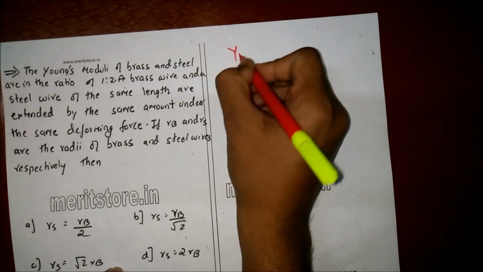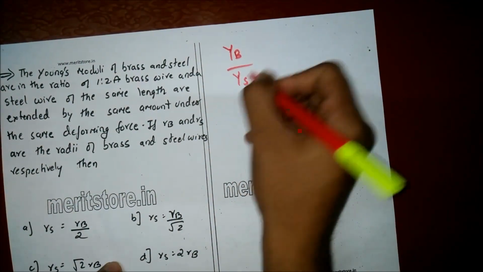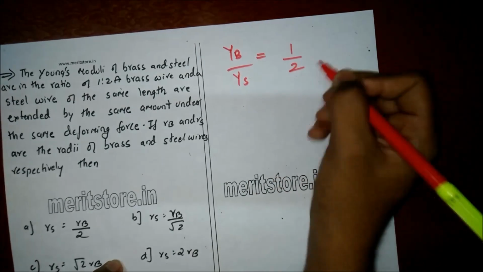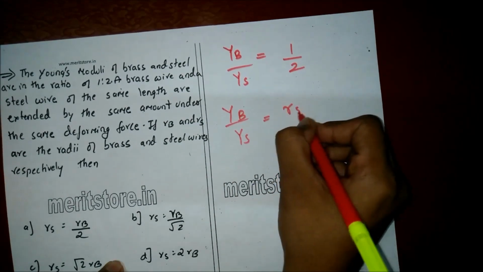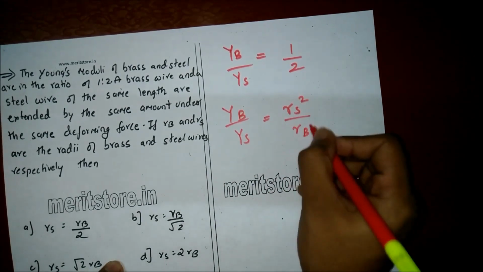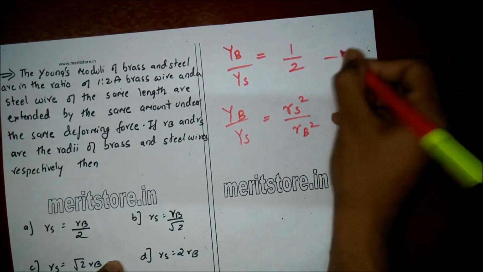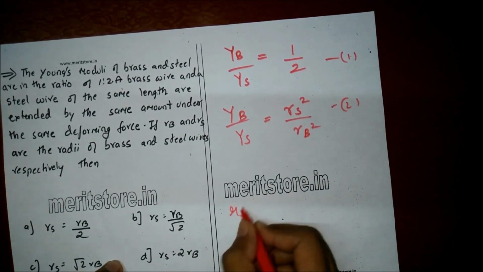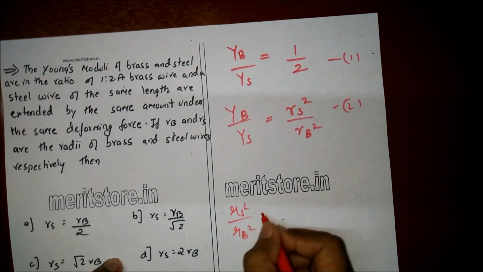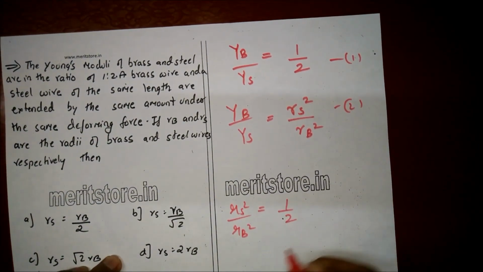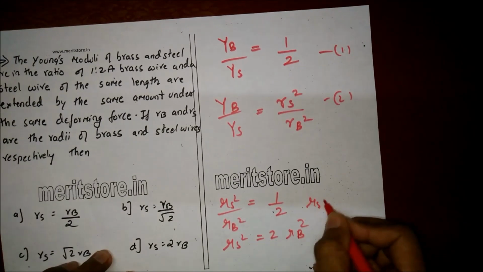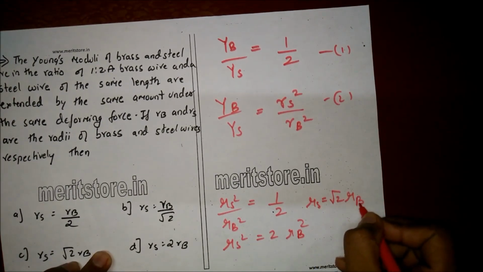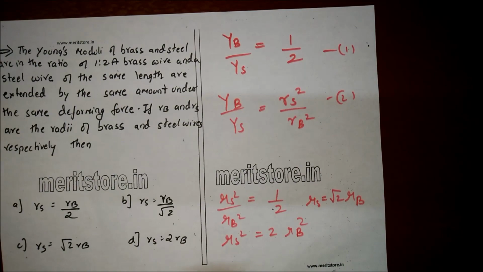Now, YB, Young's modulus of brass, upon Young's modulus of steel is given in the ratio as 1 upon 2. We also know that YB upon YS is equal to RS square upon RB square. Therefore, from 1 and 2, we get RS square upon RB square is equal to 1 by 2. Therefore, RS square will be 2 RB square. On taking square root on both sides, we get RS is equal to root 2 RB. Therefore, the correct answer here is option C.